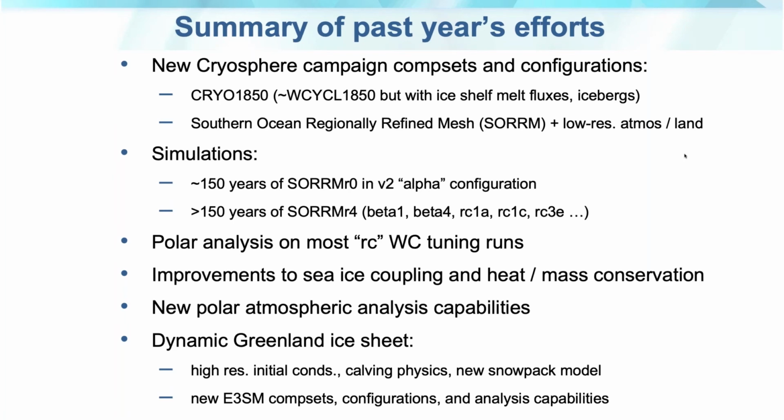Chris mentioned that Andrew and his team have made a huge number of improvements to sea ice coupling and heat and mass conservation. We've had some nice work from Shishon and Wu-Yin on new polar atmospheric capabilities. And while this was not originally in the phase 2 proposal, we have done quite a bit of work on trying to add a dynamic Greenland ice sheet component as well, mostly in collaboration with the SIDAC project. So I will come back to most of these things in a little bit more detail in the next few minutes.